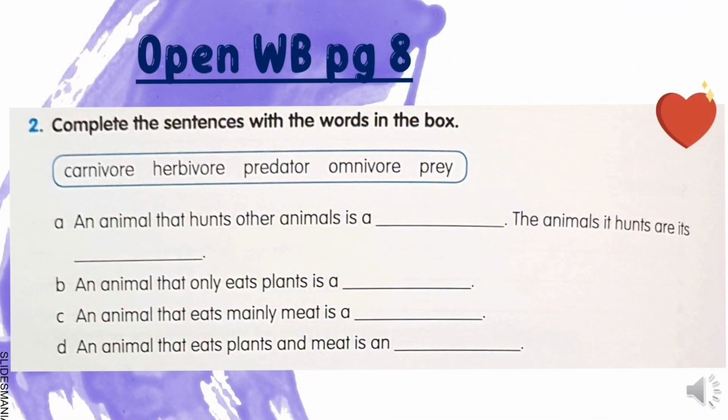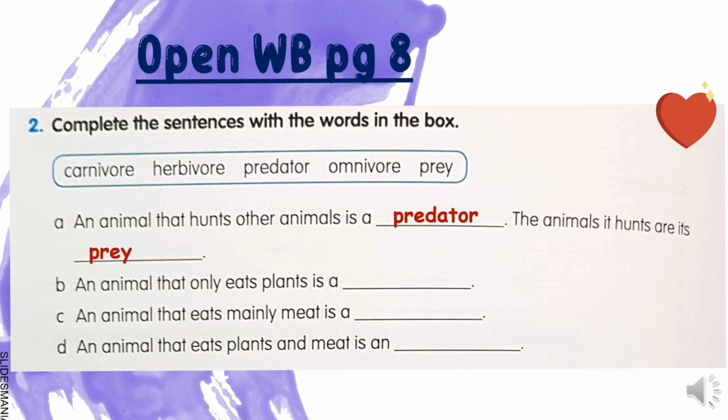Now, in the workbook, page 8, question 2. Complete the sentences with the words in the box. It's easy because the words are already given. Now, an animal that hunts other animals is called? Yes, predator. And the animal it hunts, or the animal which is being hunted, is called its prey.